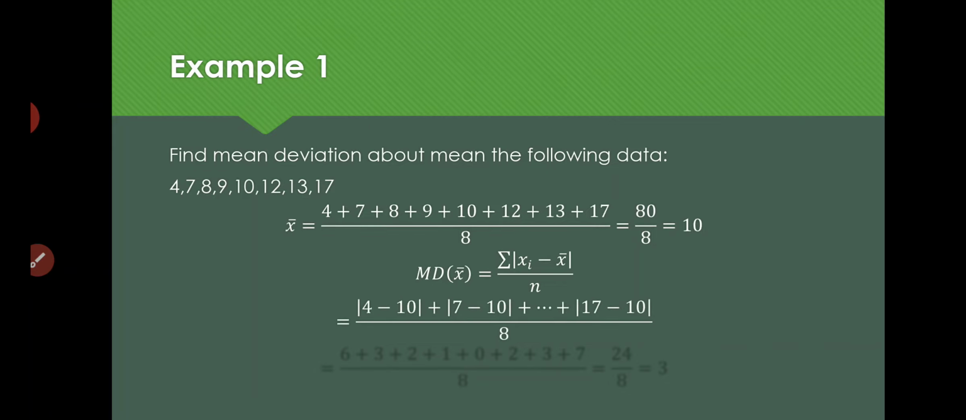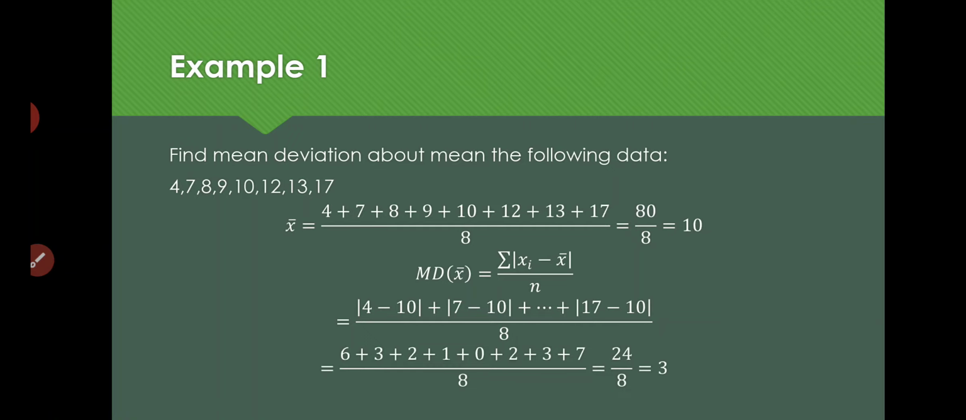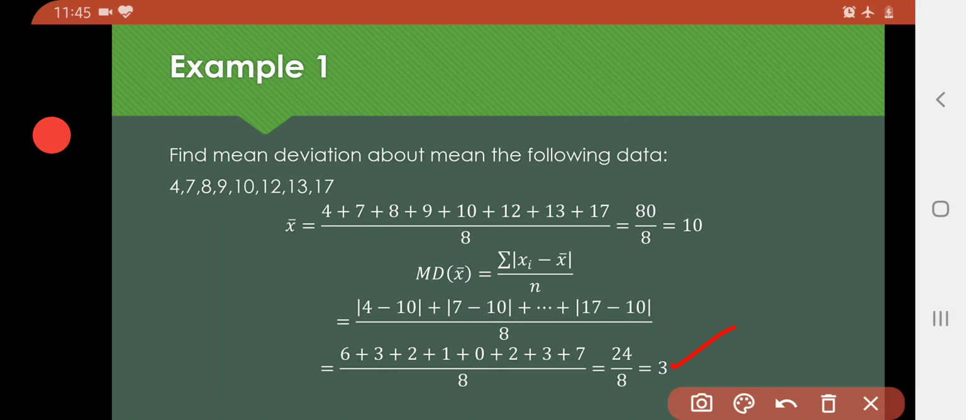Our mean has come out to be 10. Each and every single data value here is 4, 7, 8, 9 and so on. So it will be mod of 4 minus 10, then mod of 7 minus 10 and so on till mod of 17 minus 10. And after calculating all these values, we divide and we get the answer to be 3. So our mean deviation is 3.